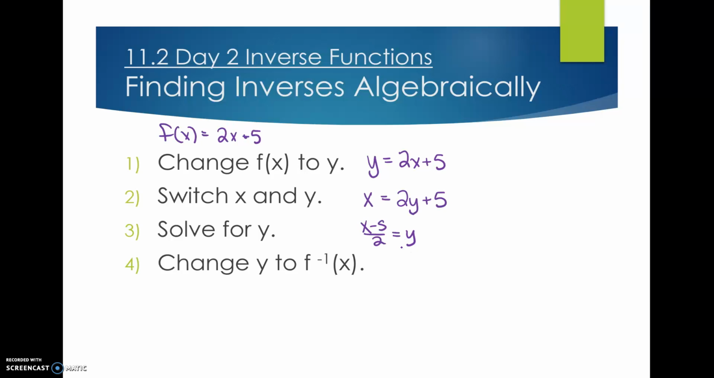And then to make it look like an inverse, you use this notation. This notation means f inverse of x. This one means f of x. F negative 1 means f inverse of x. So my final answer would be f inverse of x equals x minus 5 over 2. Now, I went really fast through the process of going from 2 to 3. We're actually going to do that process together on the next slide.